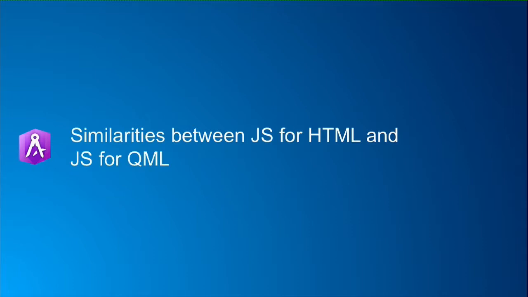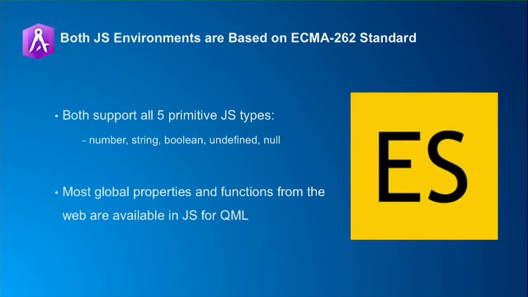So let's continue. As we have seen in the demo, the similarity between the JavaScript on the web and the JavaScript in QML is that the JavaScript environment used in QML is based on the ECMA 262, the ES 5 language standard. It supports all the primitive types, numbers, strings, and all of the global properties and functions are available in QML. So basically, just the basic JavaScript based on ES version 5.